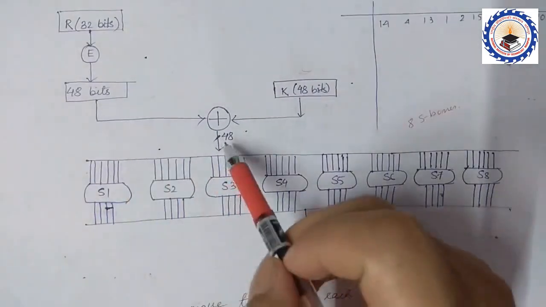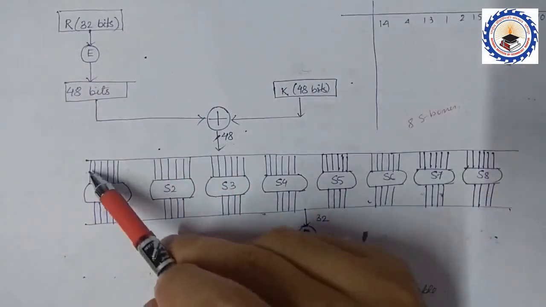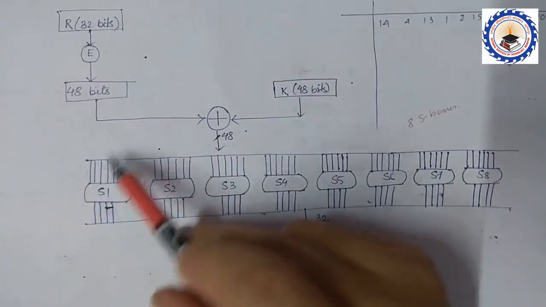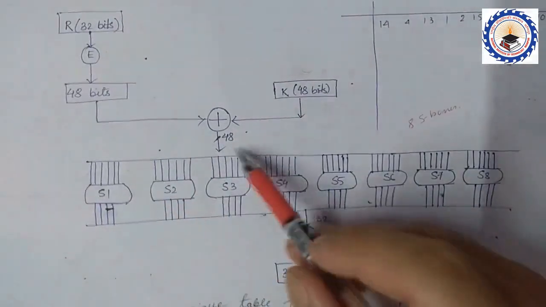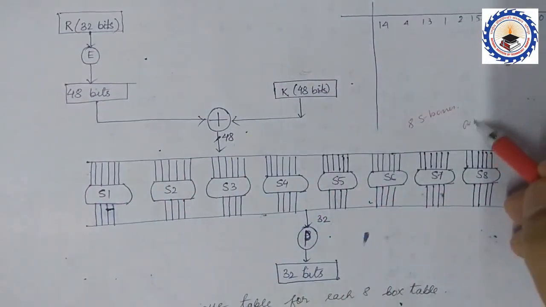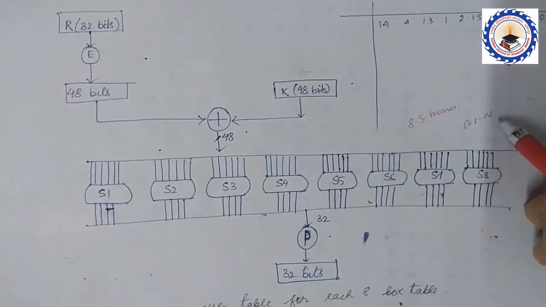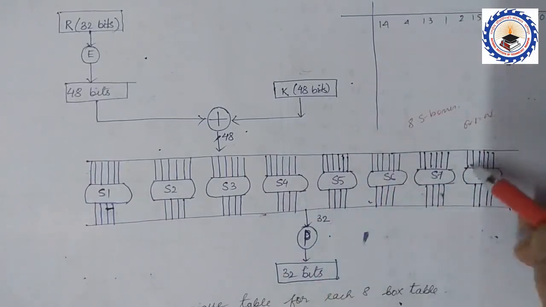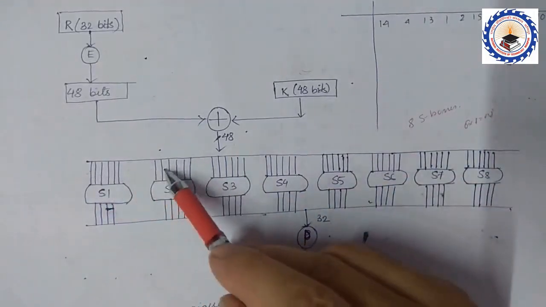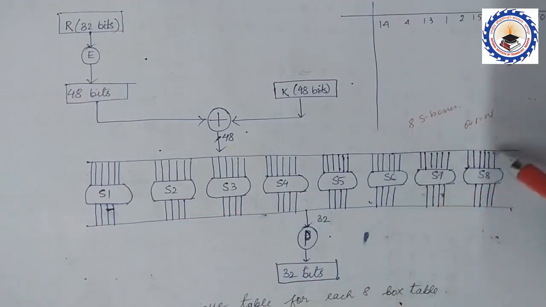So these bits, we just form into groups of 1, 2, 3, 4, 5, 6. In a group we have 6 bits here. Here also 6 bits, here 6 bits, 6 bits, and so on. So 6 times 8 is again 48. So 48 bits are arranged in 8 groups, and each group has 6 bits here.